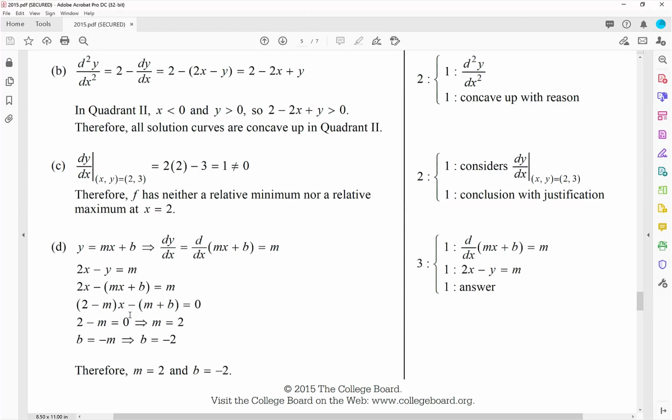I wonder if they did the last two lines at the same time. So maybe they did a system of equations. Yeah, 2 equations, 2 unknowns. Well, the way they're doing it looks weird to me. So yeah, I guess 2 equations, 2 unknowns. d/dx of mx plus b equals m, that was one point. 2x minus y equals m, that was another point, connecting the dy/dx to that m.